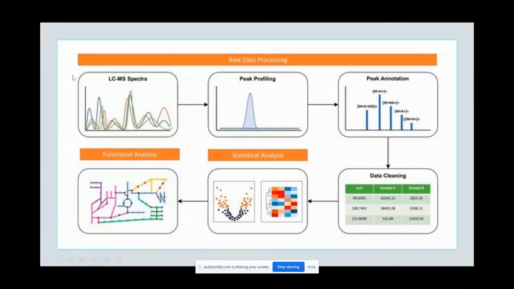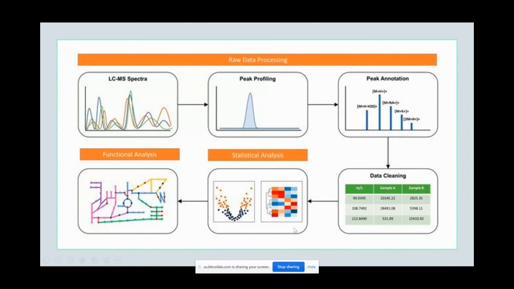So I just wanted to give you a very quick rundown of what this data looks like. Again, you do some separation like on an LC. Each of these peaks is a compound that's coming out at a different time. They're flowing along the column, and then they are annotated. This is where we figure out what mass they have, and that helps us figure out what compound it is.